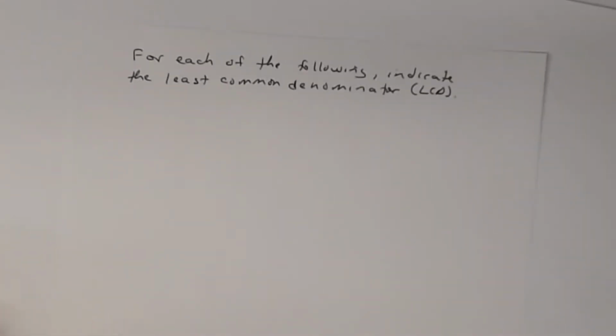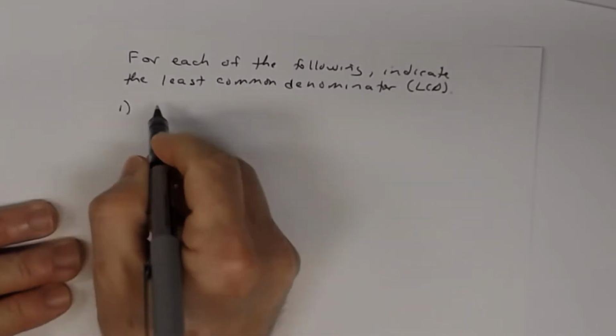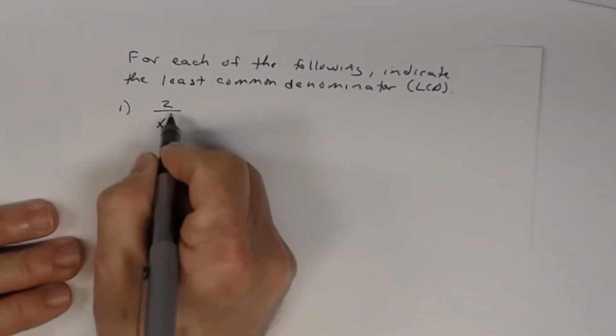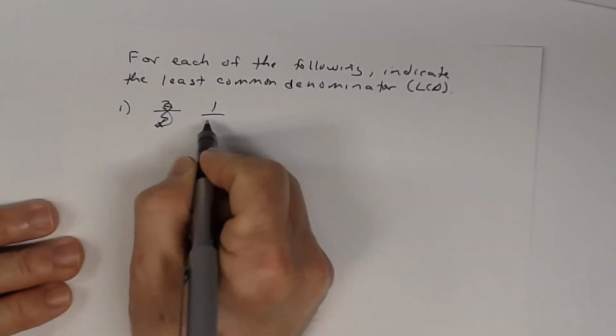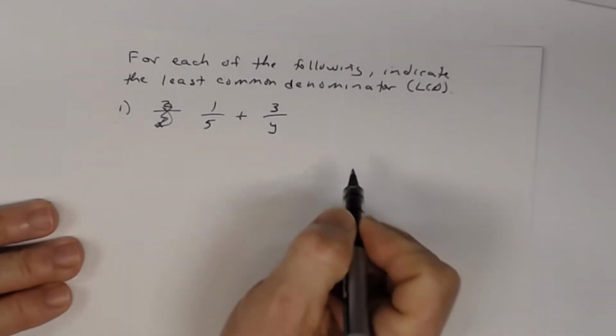The directions will say: for each of the following, indicate the least common denominator. So let's look at number one. Suppose we have 1 divided by 5 plus 3 divided by y.